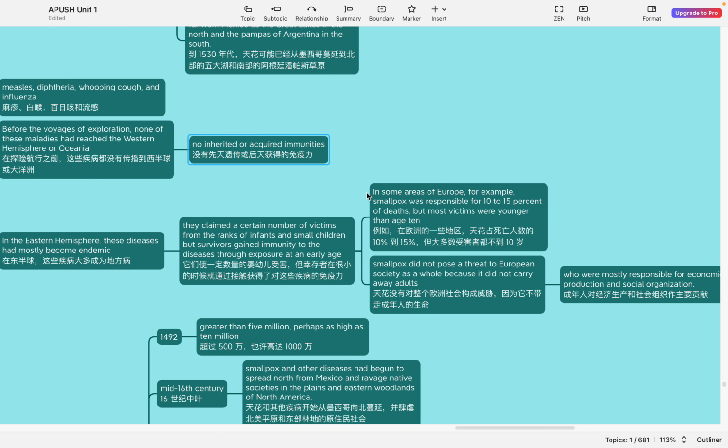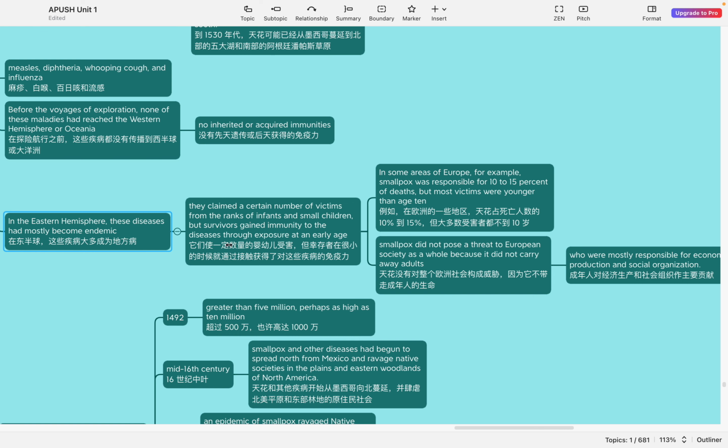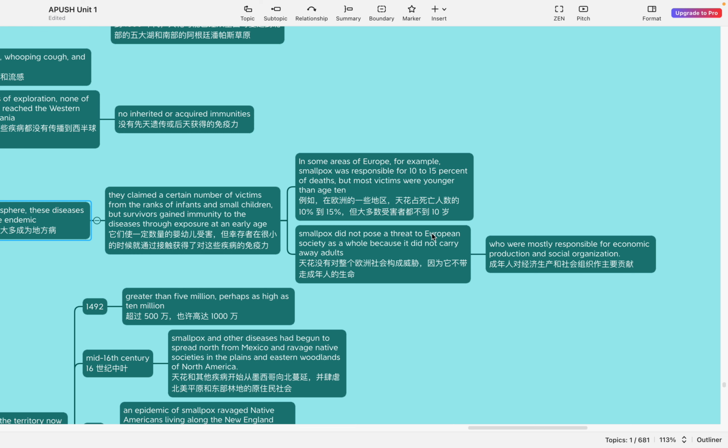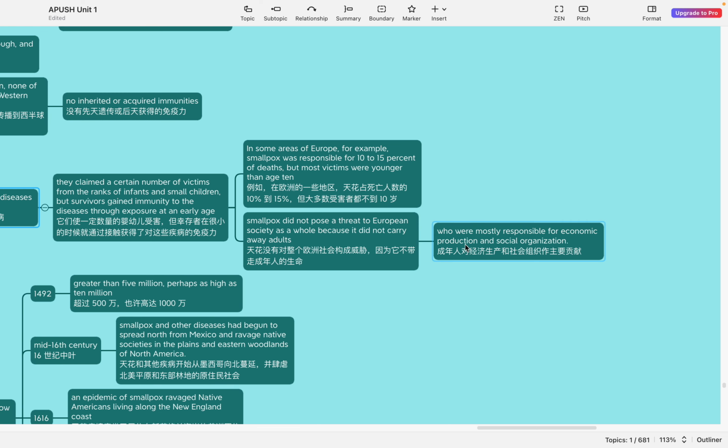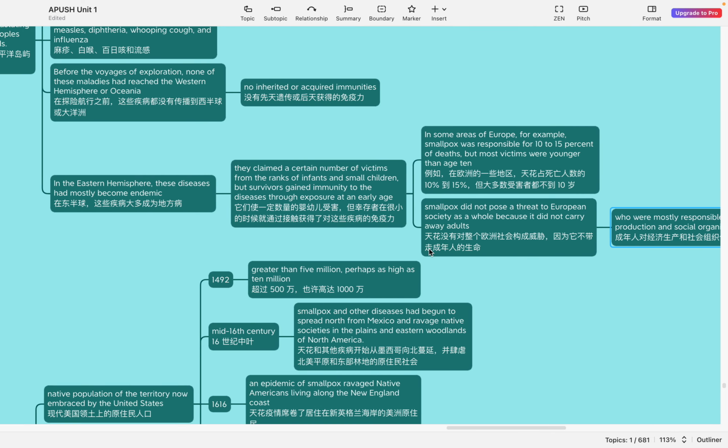In the eastern hemisphere, although these diseases were still spreading, the impact was relatively limited. They primarily harmed a certain number of infants and young children, but survivors acquired immunity through early exposure. As those who did not survive were mostly infants and young children, adults who contributed most to social and economic production were less affected. Therefore, the overall destructive power of these infectious diseases on society was limited.